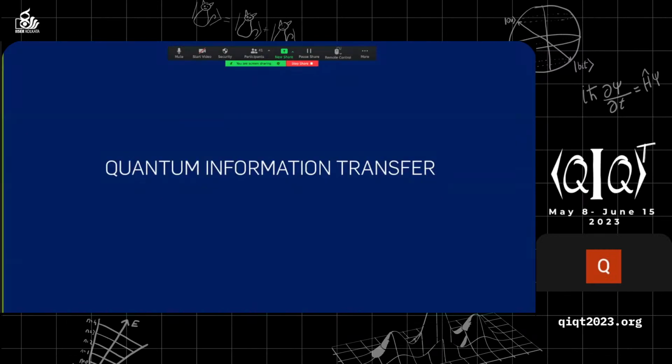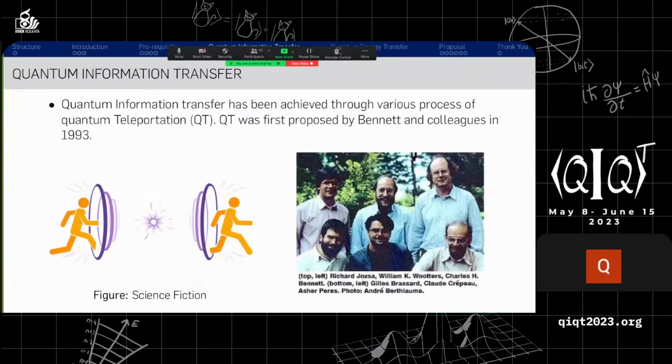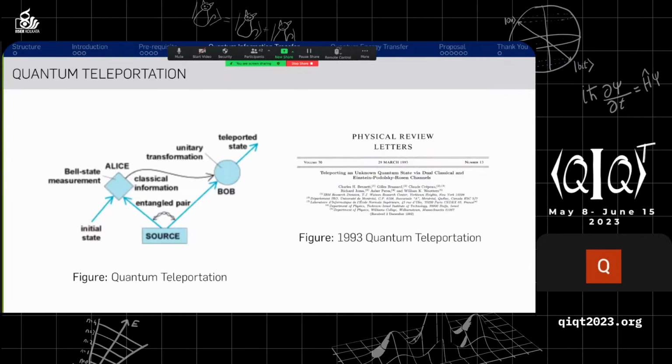Now, returning to the point where we left, I would like to continue with quantum information transfer, which is our main topic. We have quantum information transfer, which has been achieved through various processes of quantum teleportation. Quantum teleportation was first proposed by Bennett and colleagues in 1993. It is not as per the image of quantum teleportation we have in science fiction. The actual image of quantum teleportation is given on the left-hand side of the screen.